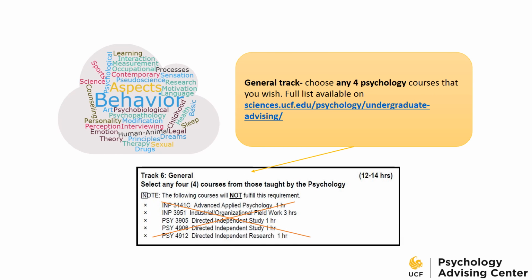If you're not sure which track to choose, you can always just do the general track. This is any 4 psych classes that you wish to take. The full list of these classes is listed on the Undergraduate Psychology Advising Center website.